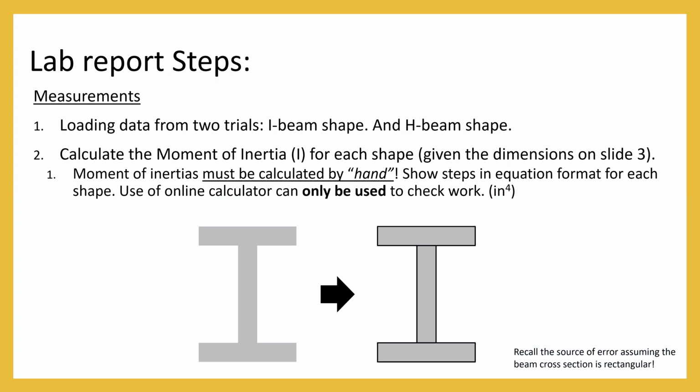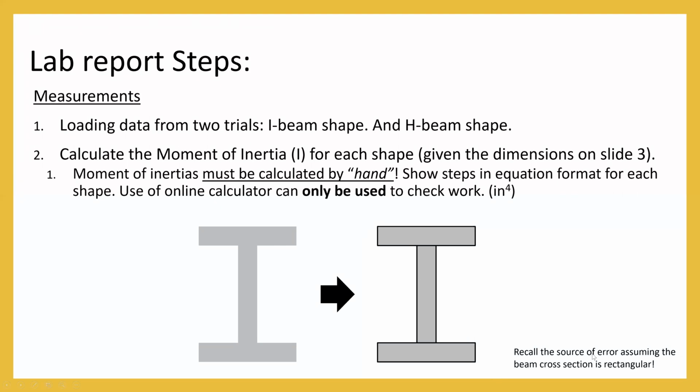So you can use the online calculator to check your work, but make sure you show the equations actually step by step, how you get the total moment of inertia when it's in its I shape and in its H shape. And then just use the units. It should be in inches to the fourth, because all the measurements that I gave you are in inches.